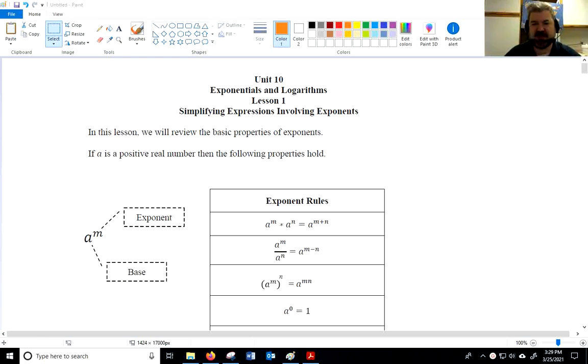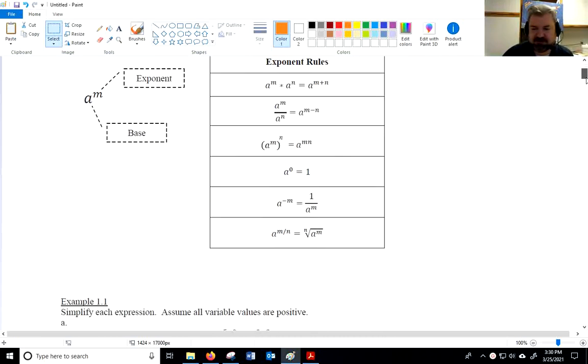This is exponents and logarithms, exponentials and logarithms. We're going to start our first lesson today by doing some simplifying of some exponent expressions. We'll do some evaluating, so a lot of review, but maybe a few new things to keep a lookout for. And here we go. In this lesson, we'll review the basic properties of exponents. So let's take a look at our exponent rules.